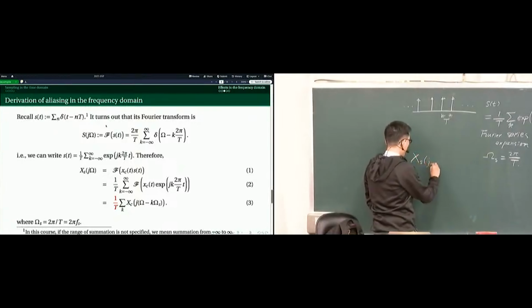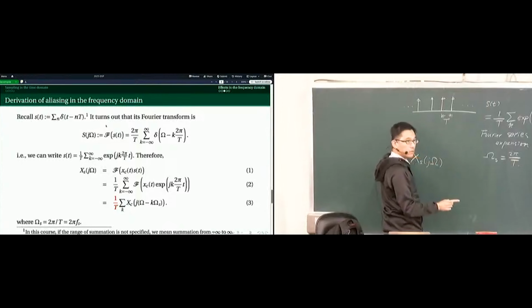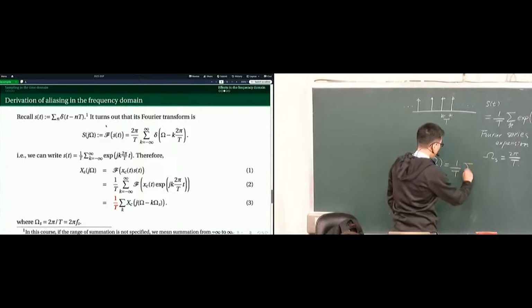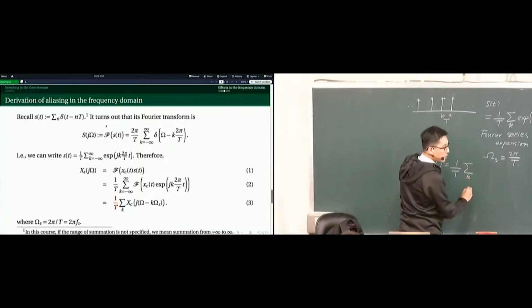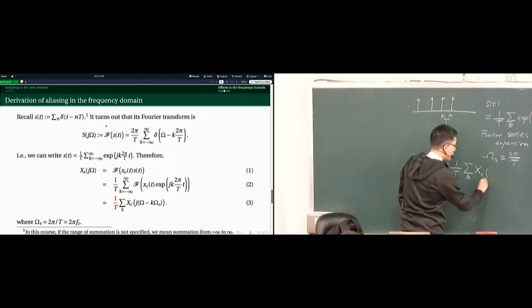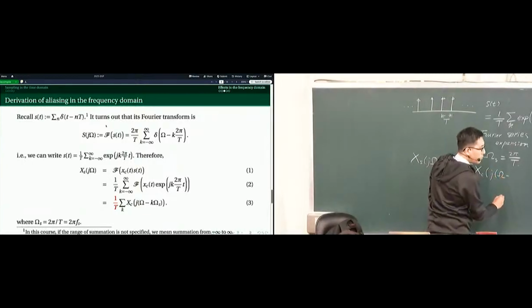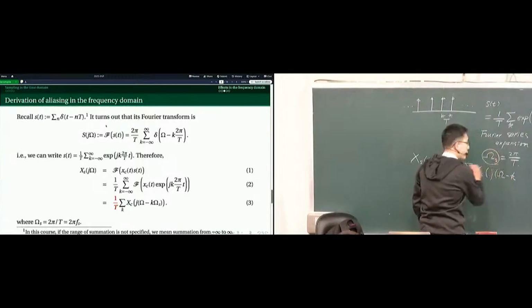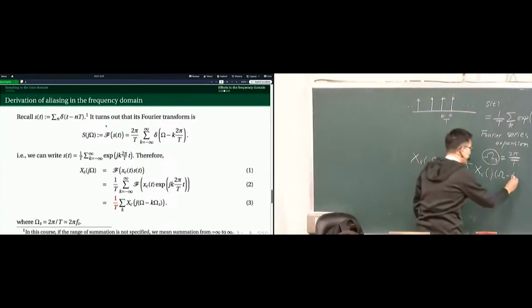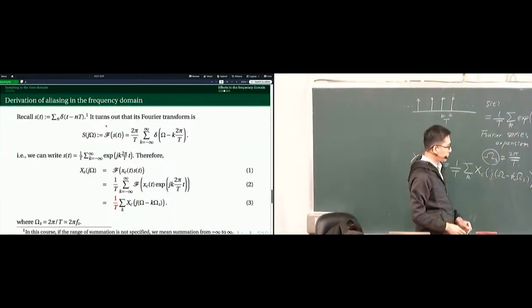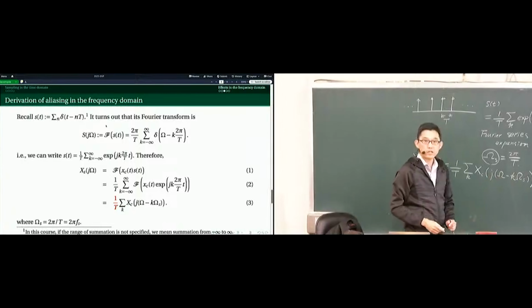The result of the spectrum after sampling is what? 1 over T being the same coefficient, then still a summation over k, and the original spectrum shifted to the right and to the left, by k times exactly this frequency. Okay, so we're going to leave this here, and that's where we were yesterday.